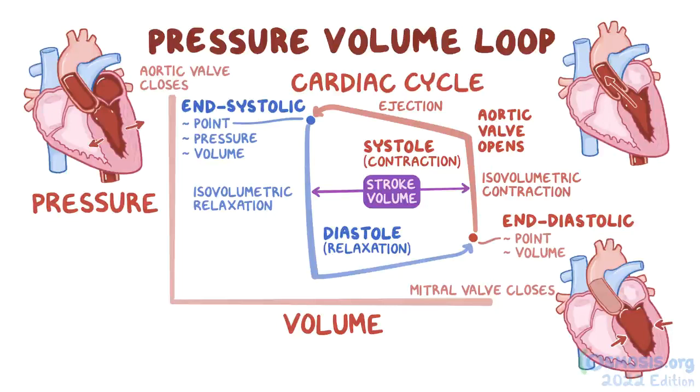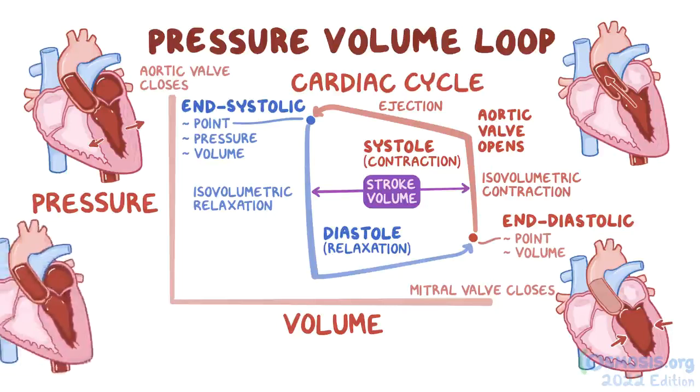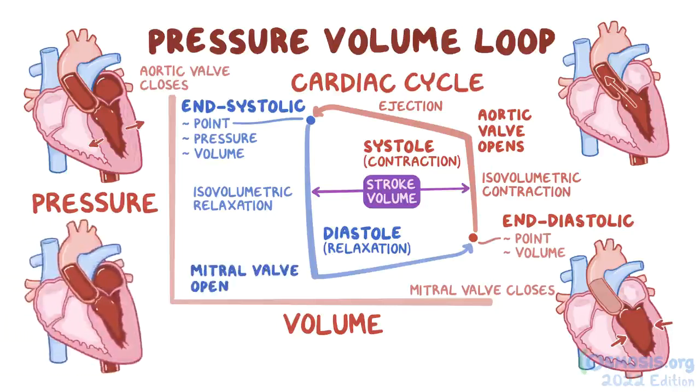Eventually, the pressure in the left atrium exceeds that of the left ventricle, so the mitral valve opens and blood flows into the left ventricle. As the left ventricle fills with blood, left ventricle volume rises back to its end diastolic volume, and the pressure increases only slightly. This relaxation phase continues until the mitral valve closes, letting the loop start all over again.